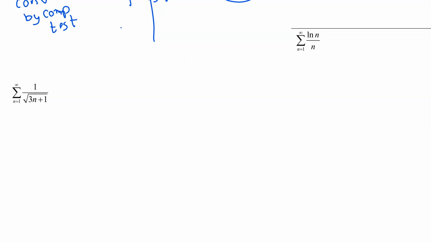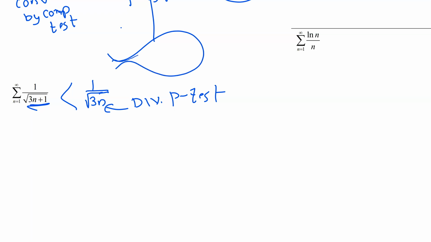Well, this next one, I think I'm going to compare it to 1 over the square root of 3n. Now, this piece on the right is going to be larger because the denominator on the left is larger, so the fraction on the left is smaller. Anyway, this thing here diverges by the p-test. So if I think about my big balloons, trying to do that comparison test, the thing on the outside diverges. So we don't know what happens to the small balloon.